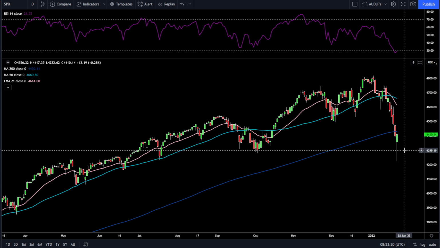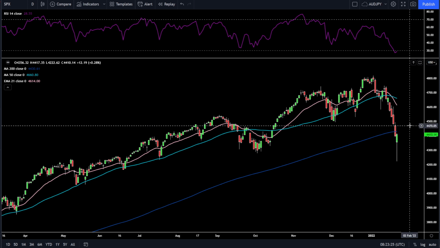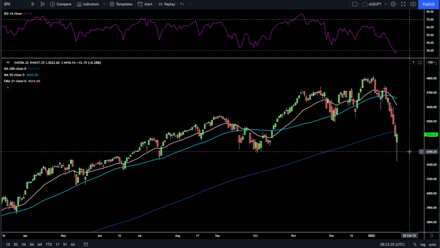So on the upside target for the S&P 500, I'd be looking at about, let's say, back around here. There's a bit of resistance here at around the 4.5 area. You can see there 5k. Those would be my initial targets. On the downside, I'd look to go back down to 4.3.